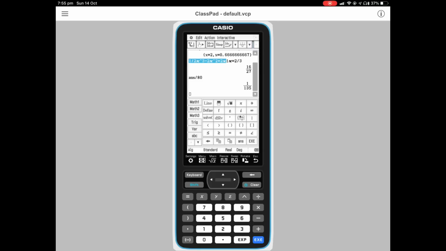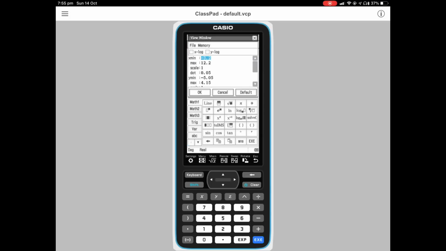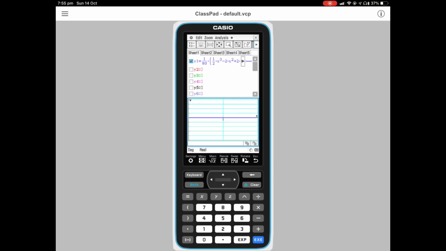Is it the original function? Copy. Got to divide it by 80 though, I think. 1 divided by 80, bracket, edit, paste. Okay, we want it between 0 and 2. Zoom, auto. Okay, but that graph is the opposite, it's negative. So, zoom, auto. So there's my graph. No, I want to know when the maximum gradient occurs.